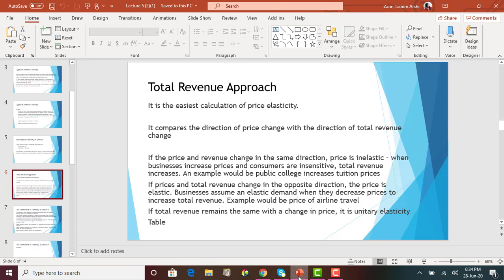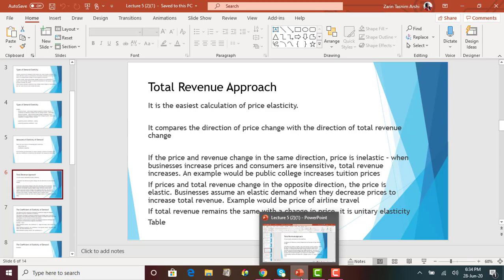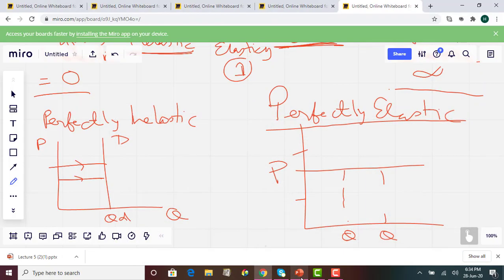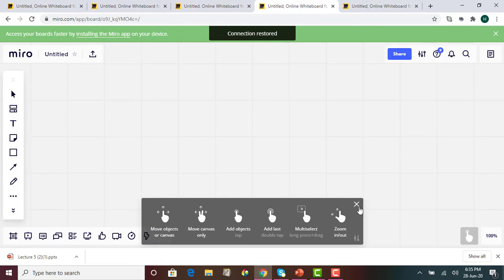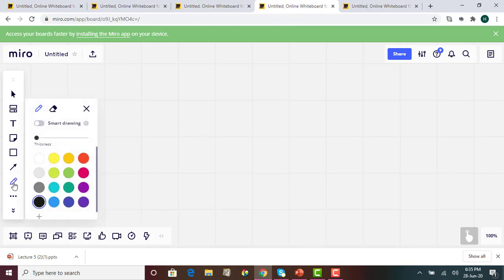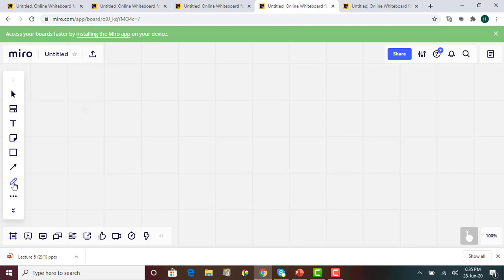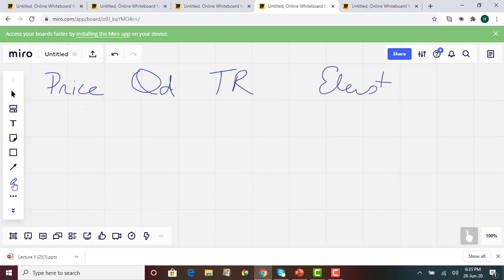Okay, so now I will do a table to give you an example using the total revenue approach, so it's clear to you guys. It's pretty straightforward, but I want to do it so you understand what's going on. Let's say we are given the price for a product. We are given the price and quantity demanded, then we have to figure out the total revenue, and tell if it is elastic or if it is inelastic.